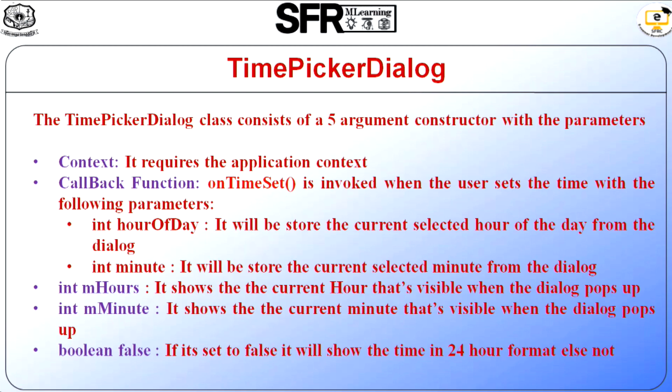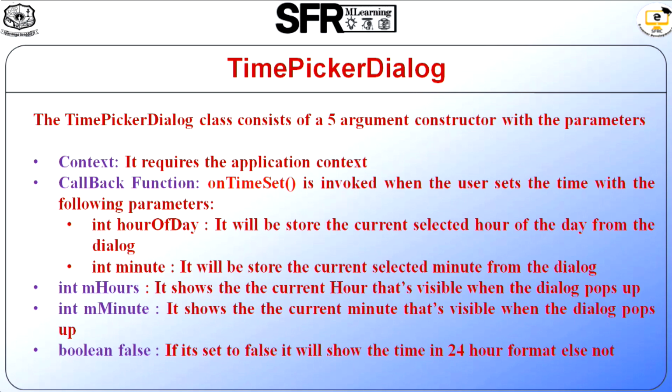The TimePickerDialog class consists of 5 constructor parameters. The first one is the context. Context gets the current application's context. The second one is the callback function. The callback function used in time picker is onTimeSet, which is invoked when the user sets the time, with the following parameters: hour of day and minute.